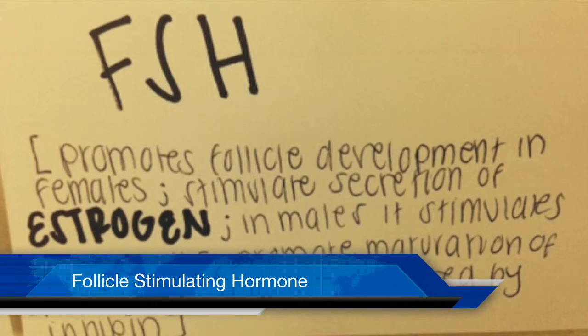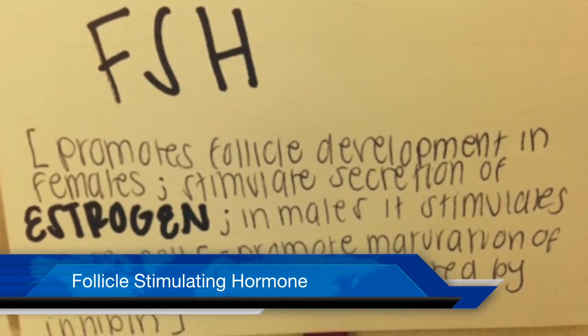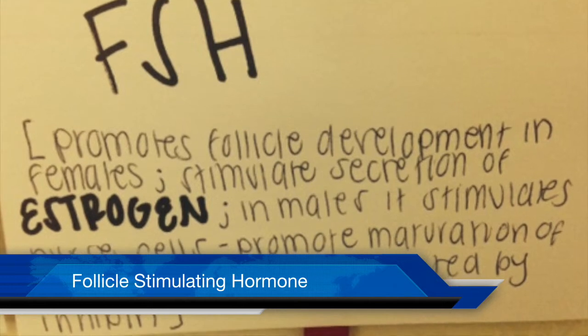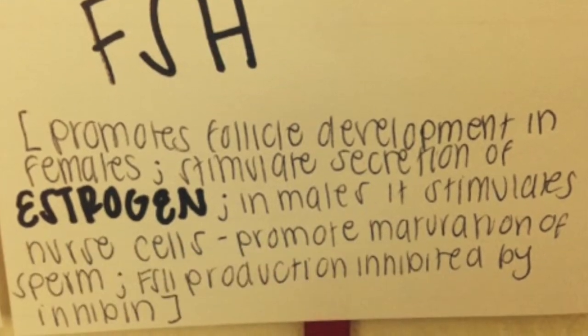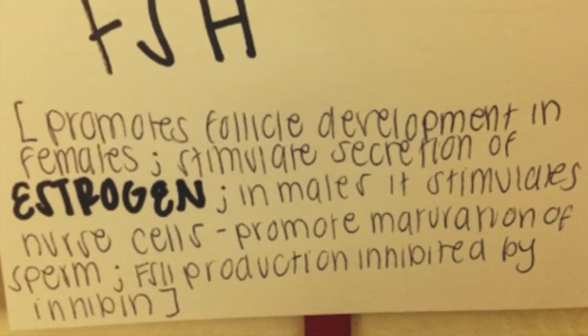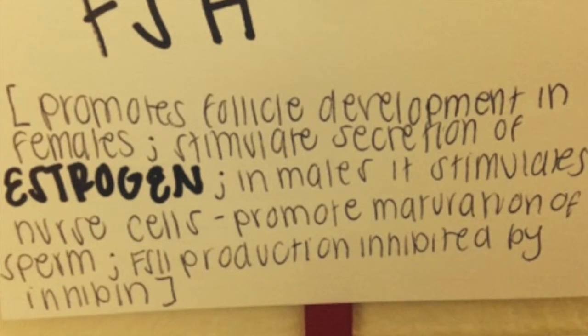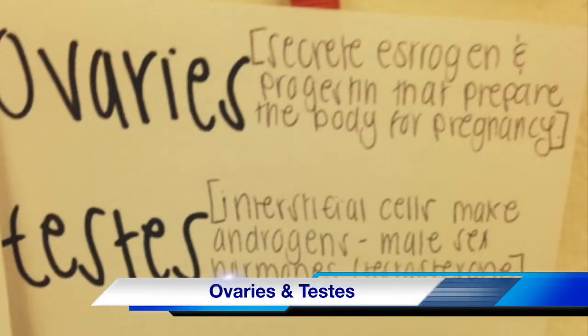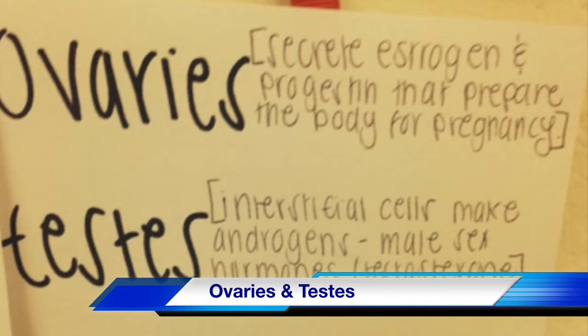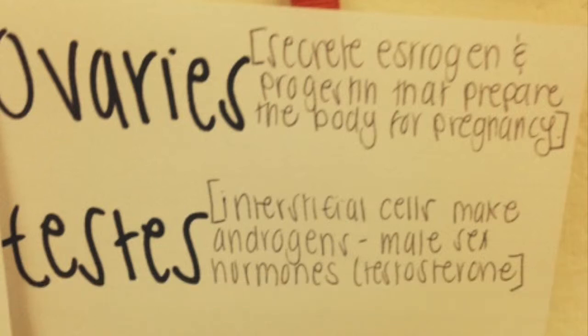Next, we have follicle-stimulating hormone produced by the anterior pituitary, which promotes follicle development in females, stimulates secretion of estrogen, and in males stimulates nerve cells, which promotes maturation of the sperm. FSH production is inhibited by inhibin. The target organs of follicle-stimulating hormone are the ovaries and the testes. The ovaries secrete estrogen and progestin that prepare the body for pregnancy. The testes have interstitial cells that make androgens, which are male sex hormones. One of the major ones is testosterone.